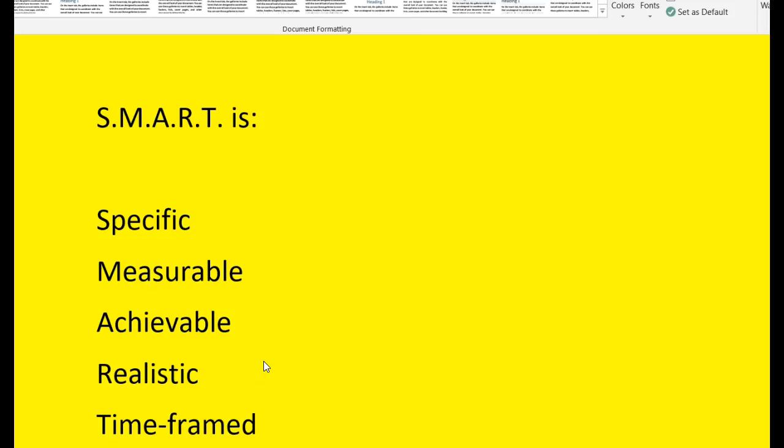Okay, SMART is an acronym for specific, measurable, achievable, realistic, and time framed. And this is all in relation to setting goals. So we could put it SMART goal setting is.